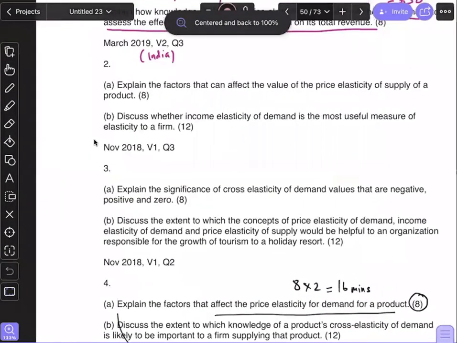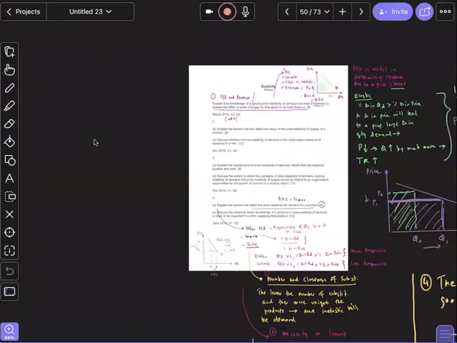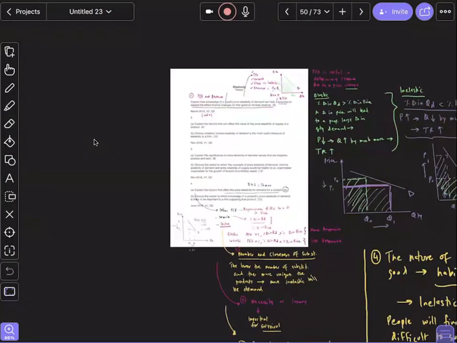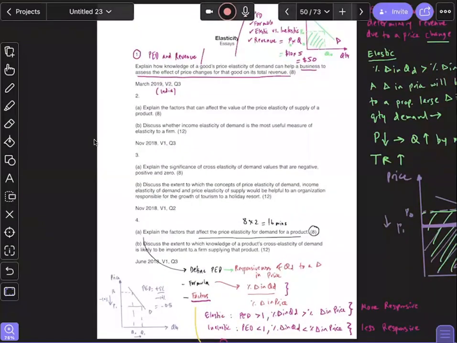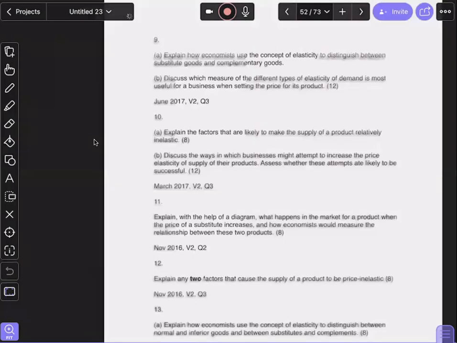Sir, so do we need to make graphs for this question? In this question, no, you don't need to make graphs. This is more about a discussion question. Your conclusion matters here. Somebody was asking me about the conclusion. This is just 1 minute, guys.